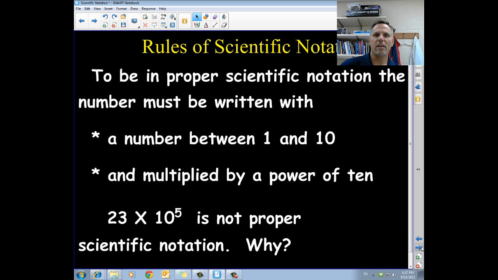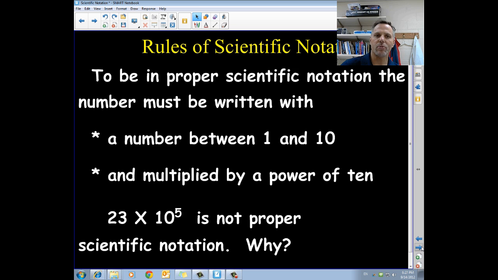So here are the rules of scientific notation. You might want to take a look at these and write these down. For any number to be in proper scientific notation, the number must be between 1 and 10. It can't be less than 1 or more than 10. The first number has to be between 1 and 10, and then it's multiplied by a power of 10.